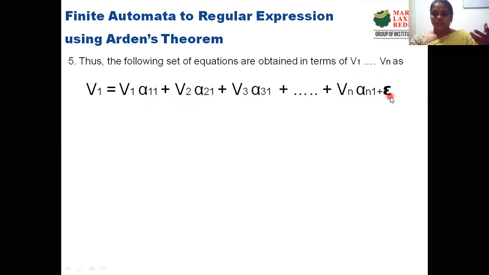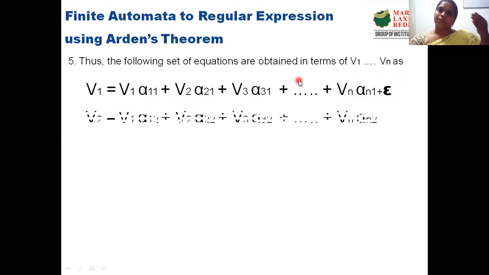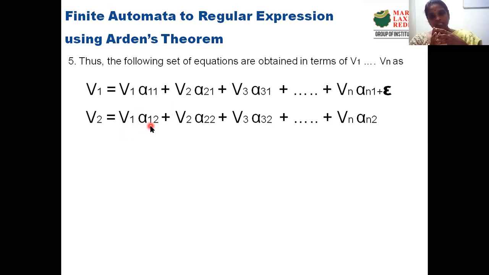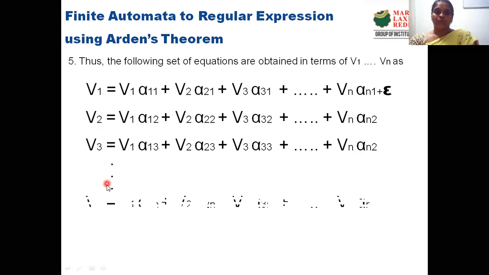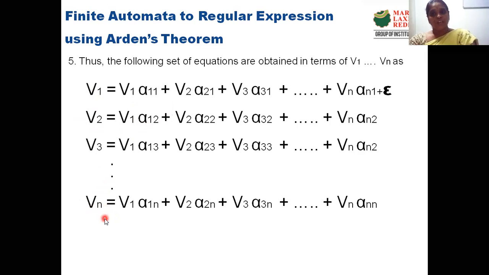Then coming to the second expression, repeatedly obtaining the equations here, V2 can again be written like V1 into alpha 12. That means all the transitions coming towards state 2 can be written using V2, and so on V3 and so on up to Vn, where finally Vn gives us the final state, that is, the accepting states.